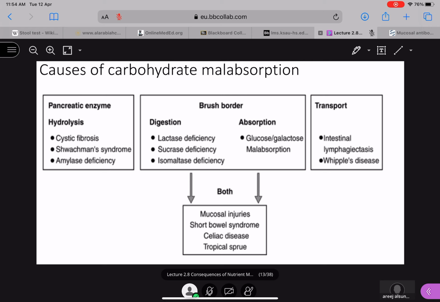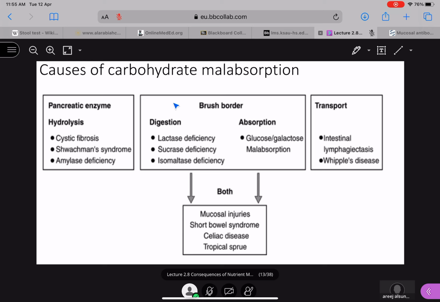The same as we did in the lipid, if we understand, then we'll know. We said that if we have a starch or complex sugar or complex carbs, we need the pancreatic enzyme amylase to digest. So a problem in the pancreatic enzyme, like cystic fibrosis, Shwachman-Diamond, will cause malabsorption. Keep in your mind that this will cause malabsorption only in complex sugar, because we don't need amylase if we eat a simple sugar like glucose or lactose.